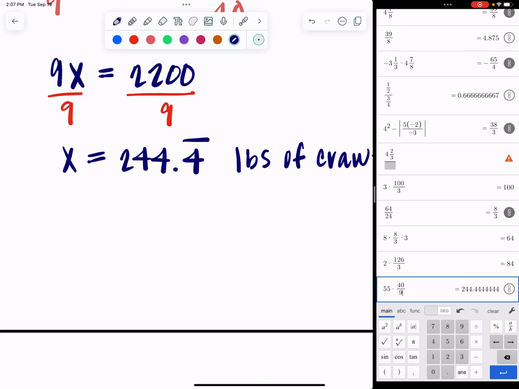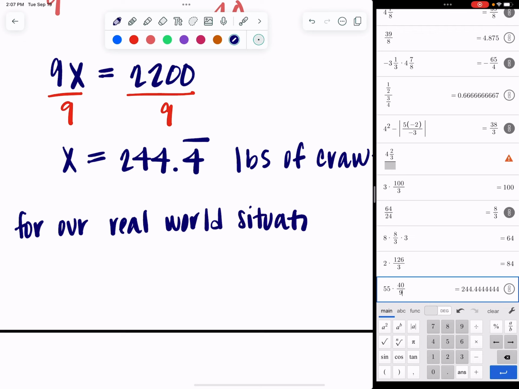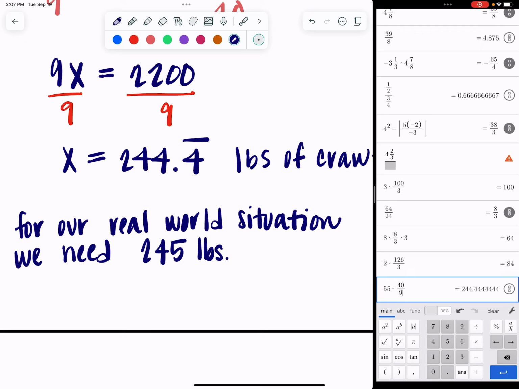So for our problem situation, we need 245 pounds. I think you might be able to find them in 25-pound bags. Sometimes they're 50-pound bags. Either way, that's a lot of crawfish.